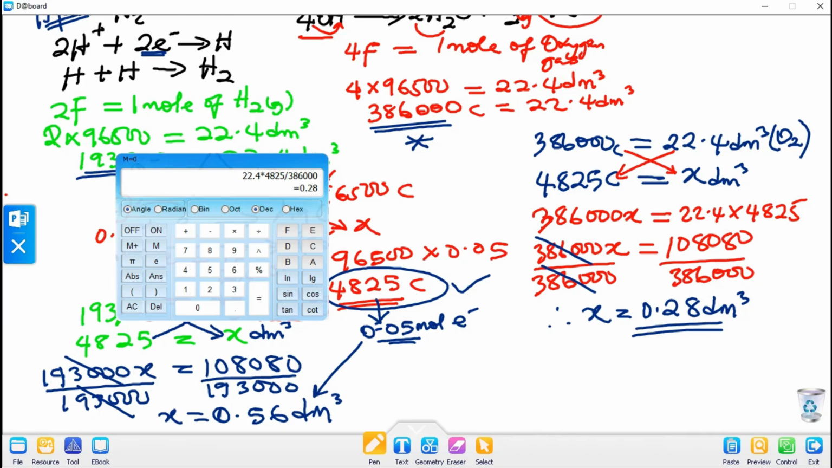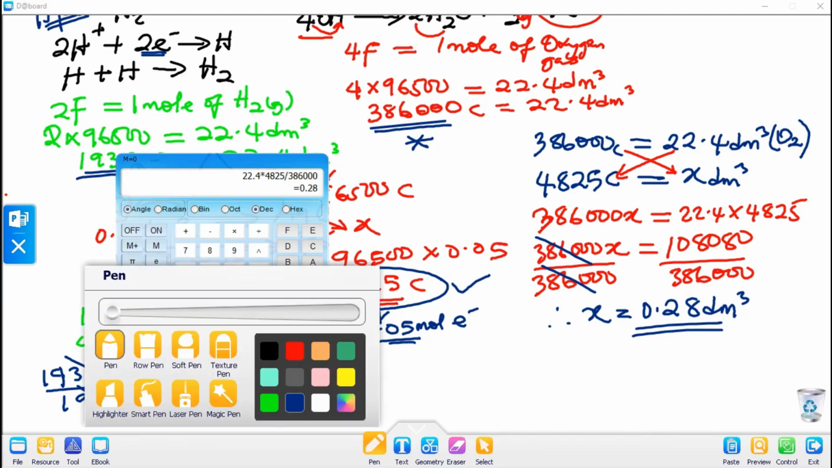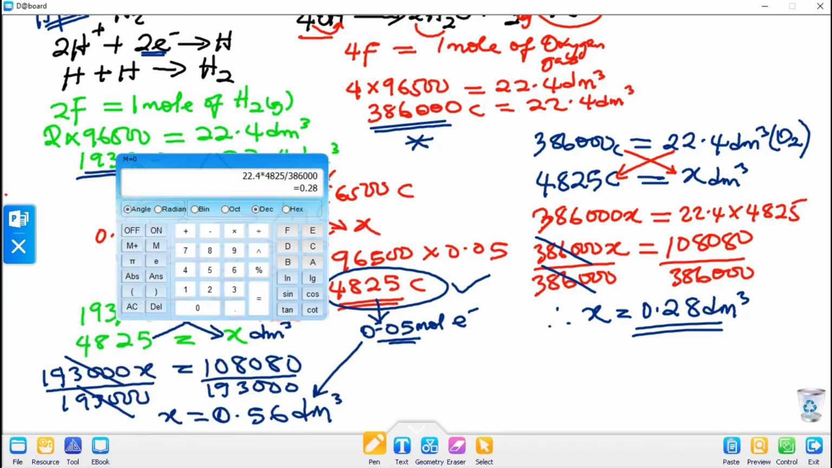Now there is something very interesting about this calculation we've just done. If we compare the value of hydrogen produced and that of oxygen produced, we'll see something striking about it. Comparing the volume of oxygen produced at the anode and the volume of hydrogen produced at the cathode, we'll observe that the volume of hydrogen is 2 times the volume of oxygen. Look at it, 0.28. When you multiply it by 2, it gives you 0.56.